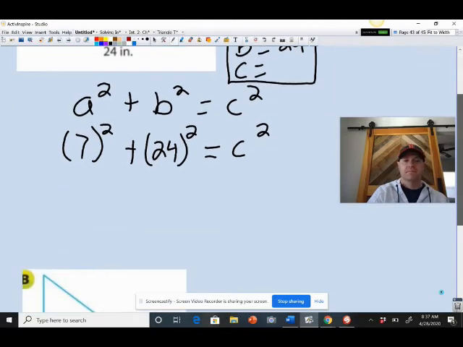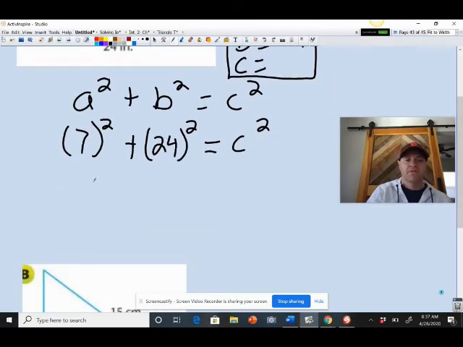Now I just have to solve. This is 49 because 7 times 7 is 49. Remember, that is not 7 times 2. It's 7 squared, which is 7 times 7, plus 24 times 24. You might have to do that on a calculator.